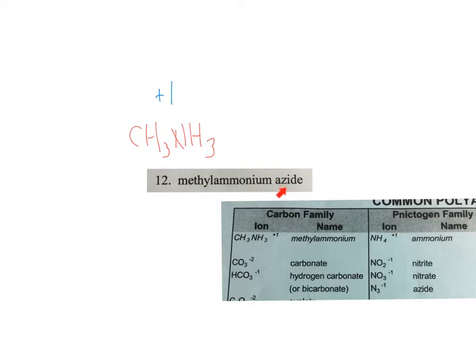Okay, the next thing that I need to deal with then is the second term in the name, which is azide. Now normally when a chemical name ends in IDE, it is a nonmetal from the periodic table, and we change that ending to IDE, like oxide or nitride.